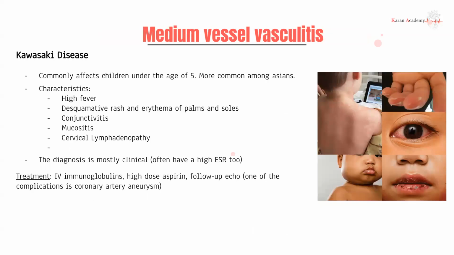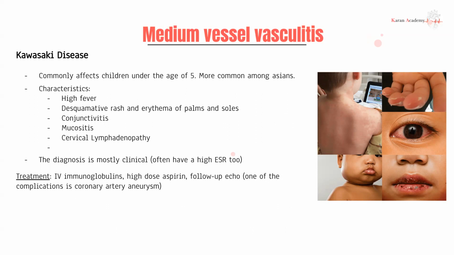Next, talking about medium vessel vasculitis. The first one is Kawasaki disease. Now, you'll cover this extensively next year when you go through your pediatric rotation. It commonly affects children under the age of 5 and is more common amongst people of an Asian background.